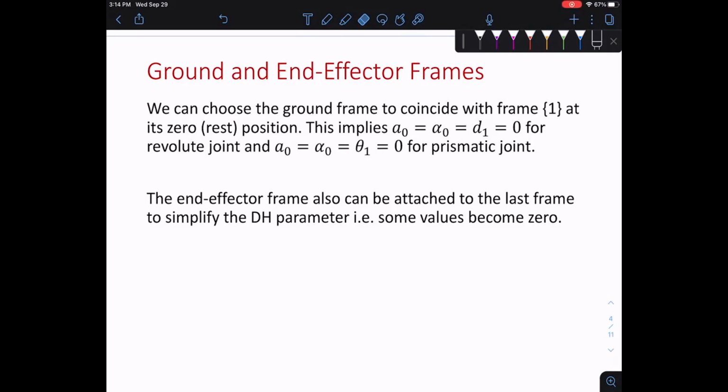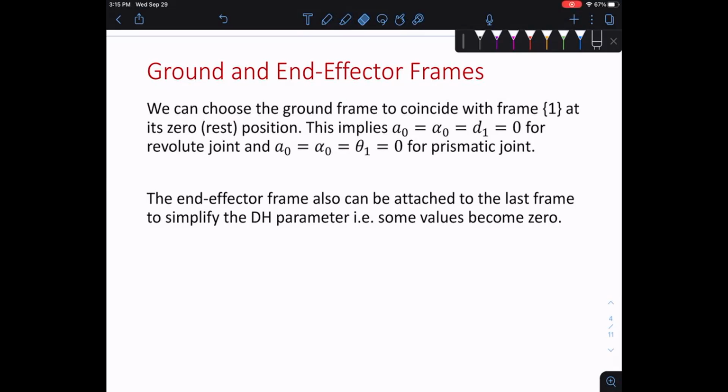So your matrices will look a lot simpler. All right. Now if you choose the ground frame to coincide with frame 1, our first frame, we basically are creating a0 to be 0 and alpha 0 to be 0 and d to be 0 because they're all on top of each other. There is no twist, there is no offset, right? There's no distance, there's no link there. So we give all of those 0, we only have our variable.